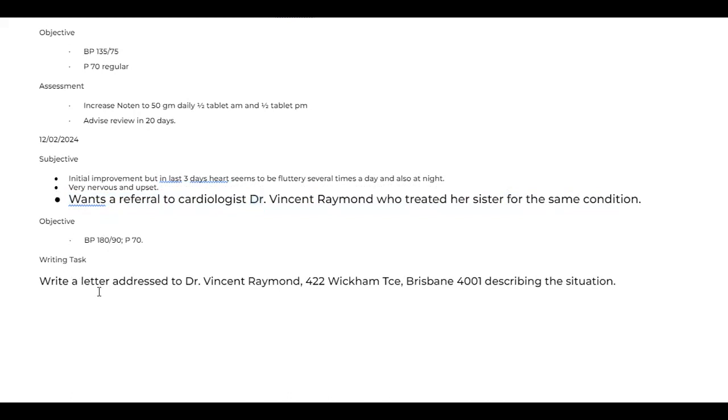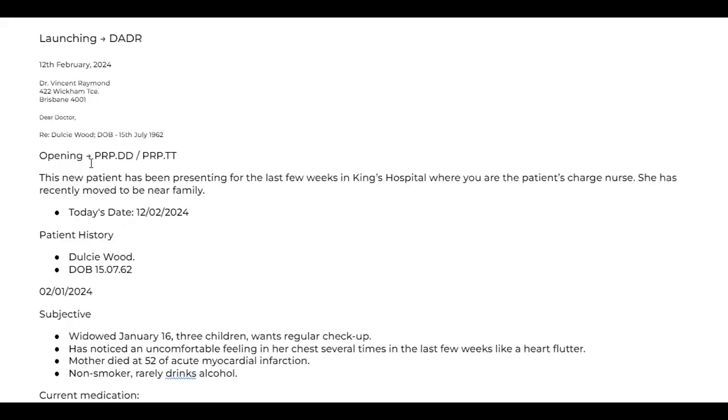Now you are writing a letter. Now my question is, is this letter a discharge letter or a transfer letter? Are we transferring the patient? Are we discharging the patient? Transferring the patient. We are transferring the patient. Okay, is it an emergency transfer or a normal transfer? A normal one. It's a normal one also.